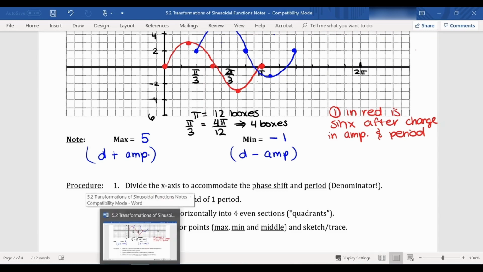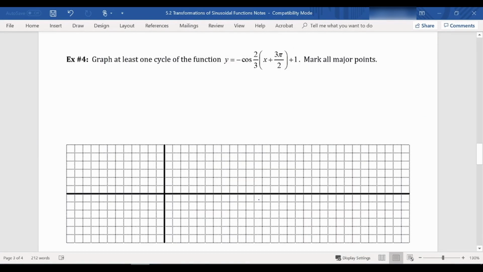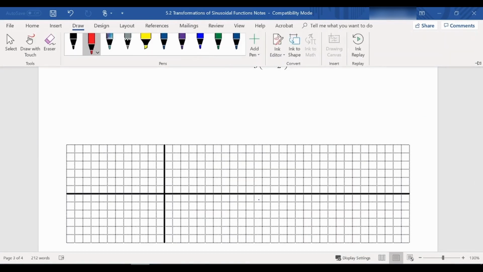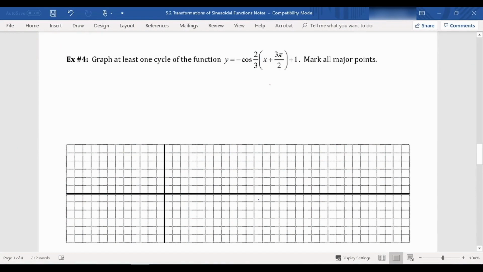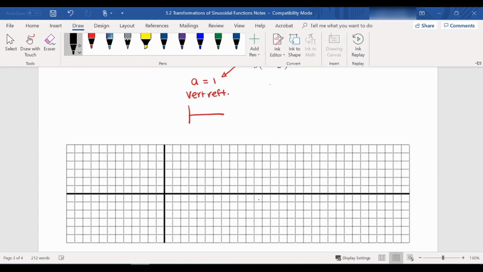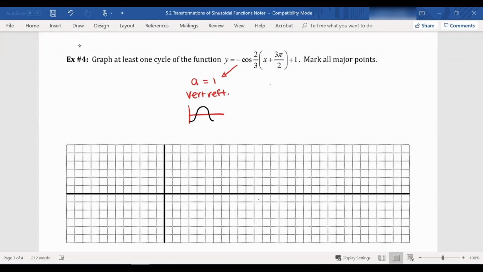So we're going to try one more of these questions here. All right, so here we need to determine what is our amplitude, phase shift, moving up, down, vertical displacement, period. So here we see that we've got a negative, so our amplitude is still 1, but we do have a vertical reflection. And for cosine, what we know that means is instead of starting at the max and ending at the max, we're going to be flipped upside down like this.